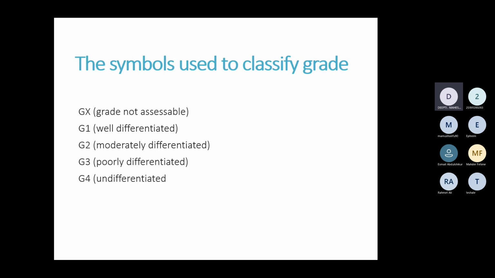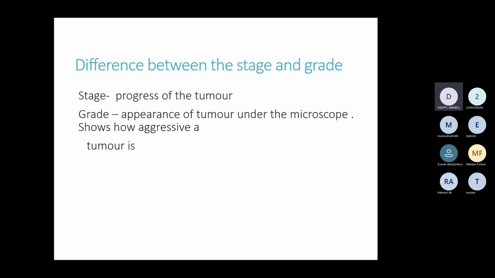G2 is moderately differentiated. Okay, so the multiplication also will be moderate and they will not resemble the normal cell completely. G3 is poorly differentiated. What do you mean by poorly differentiated? They don't resemble the normal cell, plus they will be very, very fast multiplying also. G4 is undifferentiated, means you cannot actually identify whether it is G1, G2, G3. So that is undifferentiated. So this is how grading is done and this is how staging is done.